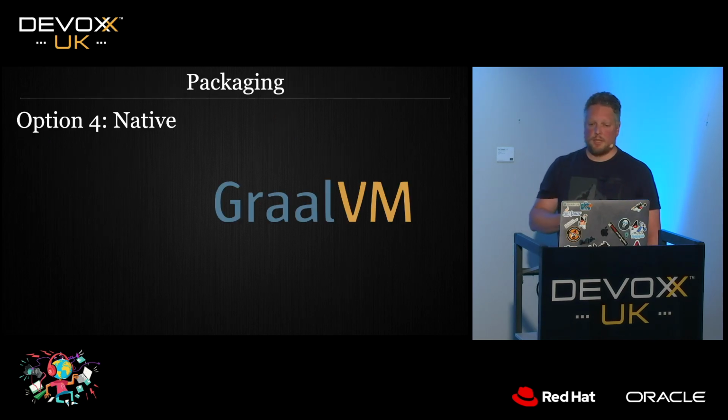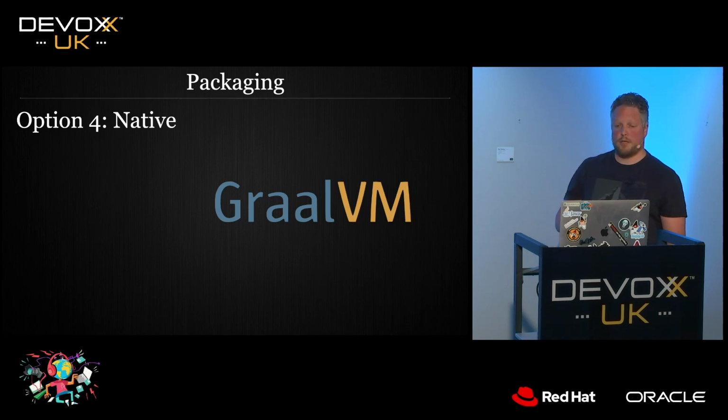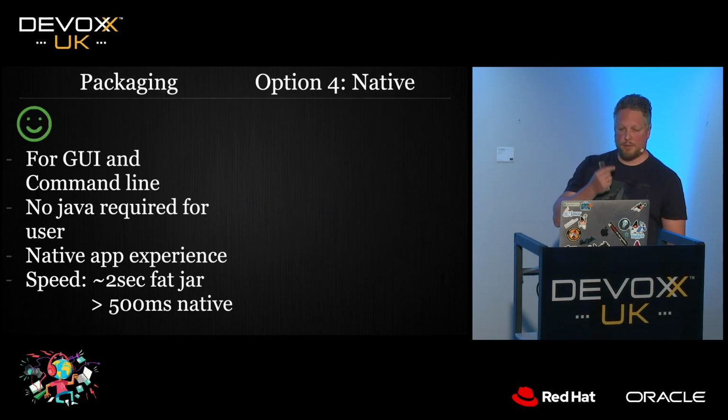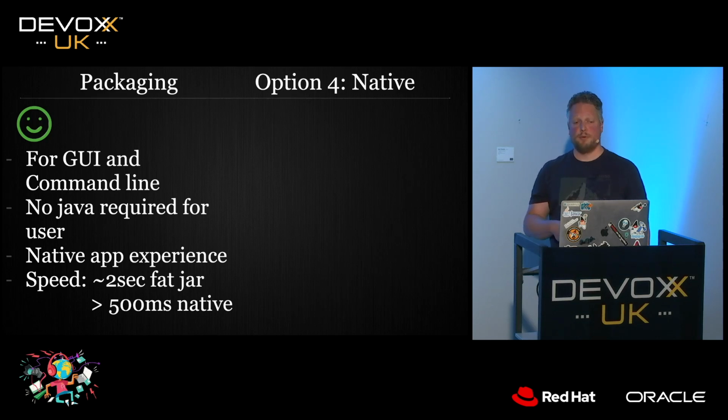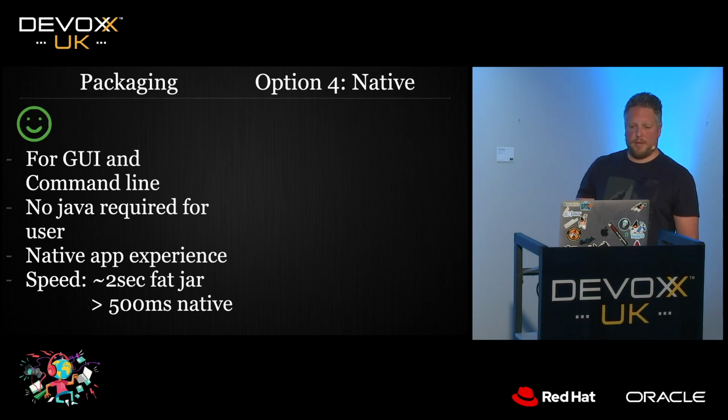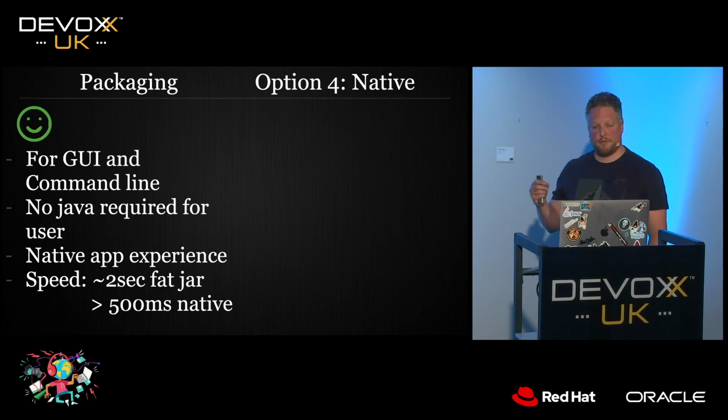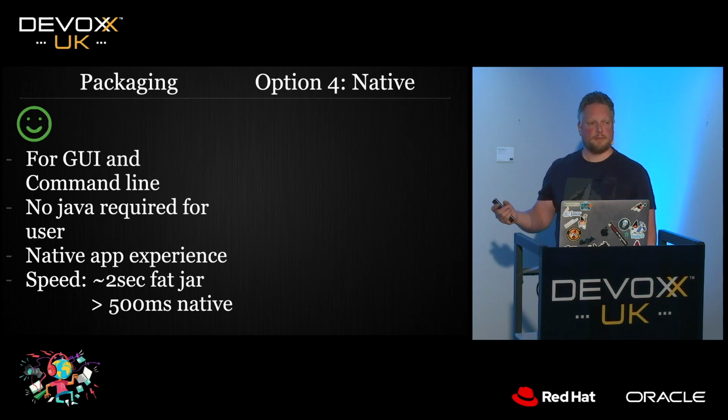So the fourth option, and the option that I've chosen, is to use GraalVM. GraalVM is great for command line applications and GUI applications. There's no Java required for the user. It has a native app experience, because it is a native app. And the speed is a lot faster. If I run my fat jar, it takes around 2 seconds to start up the SDKMAN UI in total. Doing that natively, it's usually around 480 milliseconds, so that's a lot faster.